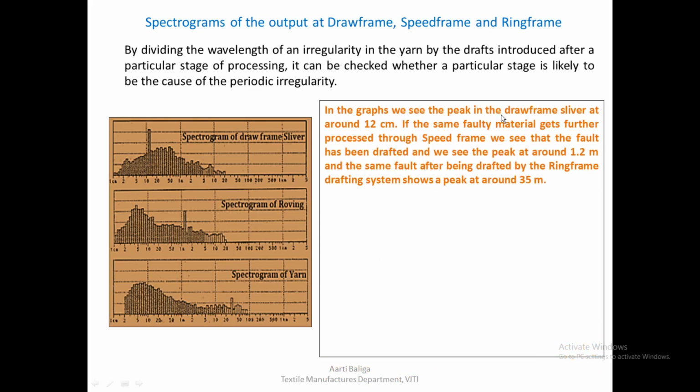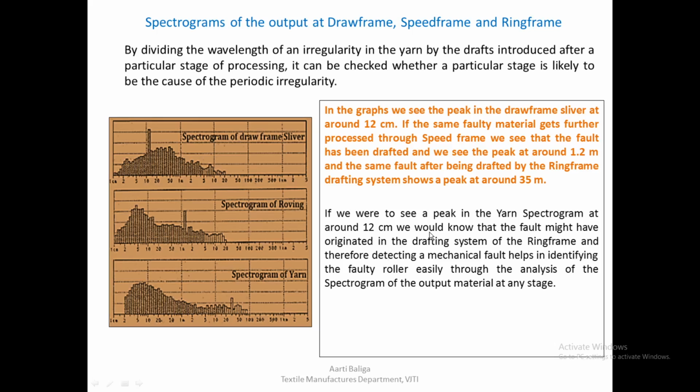So in the graphs, we see the peak in the draw frame sliver at around 12 centimeters. If the same faulty material gets further processed through speed frame, we see that the fault has been drafted and we see the peak around 1.2 meters. So the fault length has increased. And the same fault, after being drafted by the ring frame drafting system, shows a peak at around 35 meters. So you will see another peak, that is the same fault which has been drafted, at 35 meters for a yarn spectrogram.